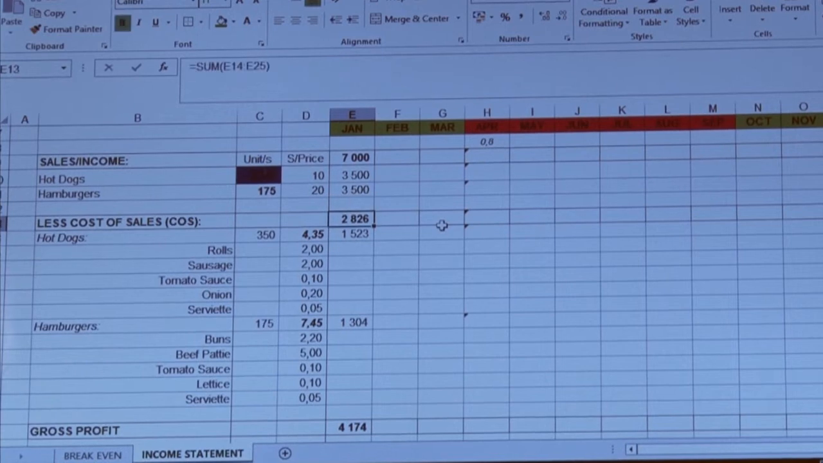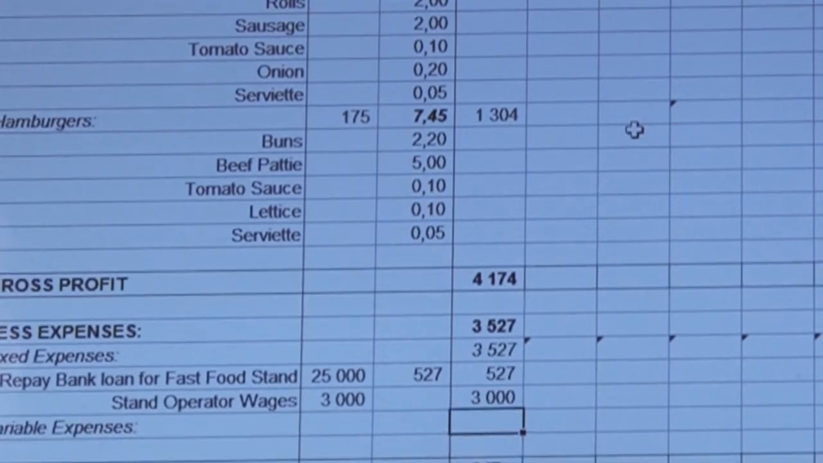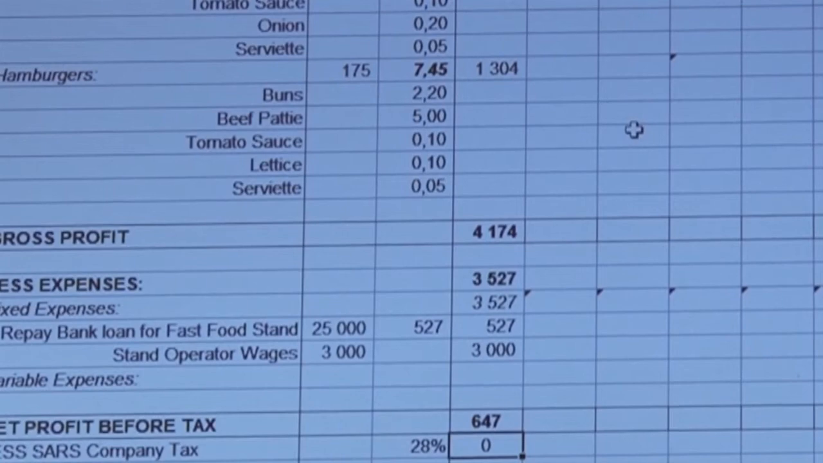We're looking at our cost of sales, which will have increased now because we've got more units, but our cost of sales have gone up. Our gross profit is now 4,174 Rand. And if we go down, less our expenses of 3,527 Rand, we made a profit before tax of 647 Rand. All the formulas are still the same. If we had to pay tax on that, it would be 28% of 647 Rand.